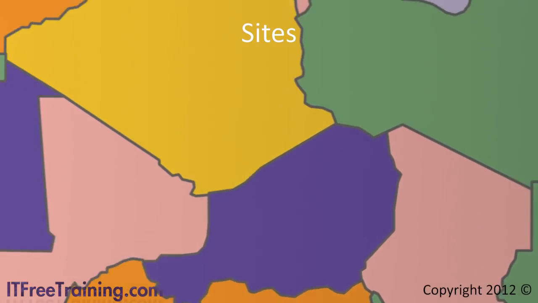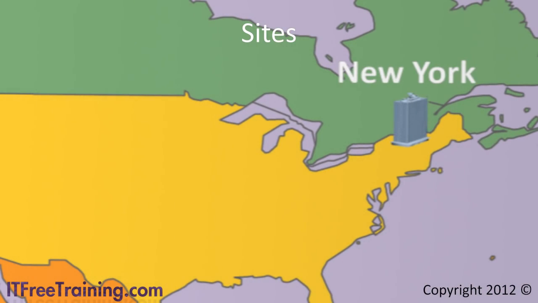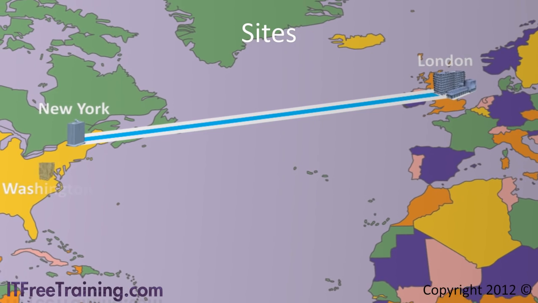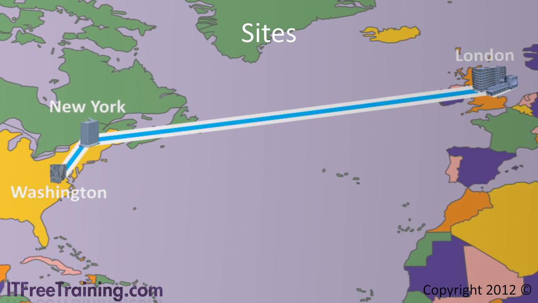Consider this. If you had an office in New York and another office in London networked together, it would make sense for them to replicate off each other. If you had another office in Washington connected to the New York office, it would make sense for the Washington office to replicate changes from New York. It would not make sense for Washington to replicate changes from London. Any changes from London would be replicated to New York and then passed on from New York to Washington. Using Sites in Active Directory, you can achieve this kind of result quite easily.